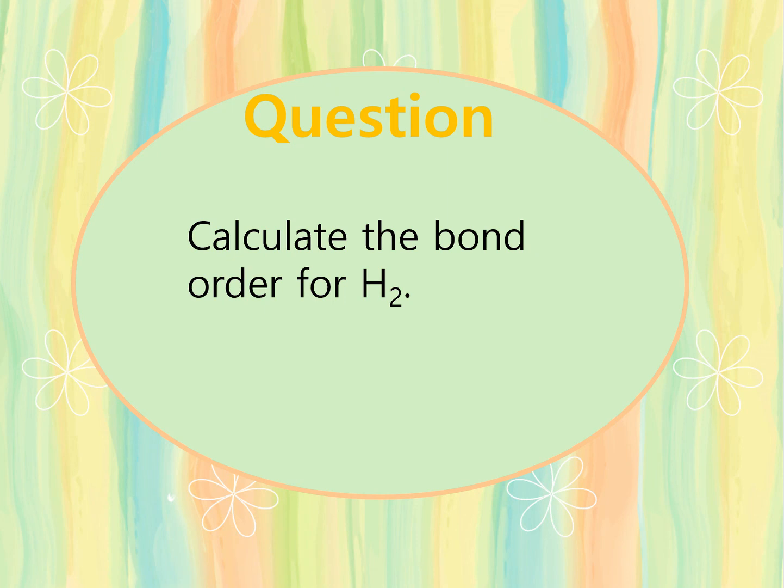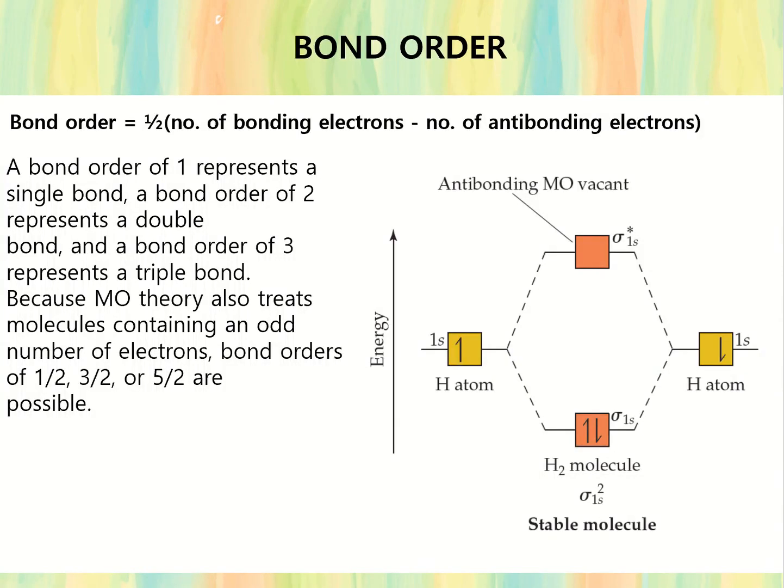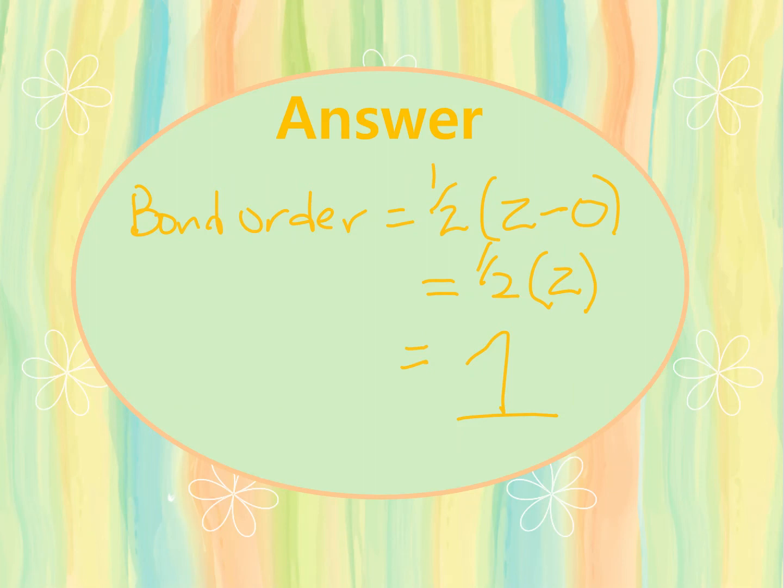So calculate the bond order of hydrogen. That's quite simple. All we have to do is say how many electrons are in the bonding molecular orbital. Here we count 2. How many are in the anti-bonding molecular orbital? It's 0. So half of 2 minus 0 is 1. Remember, when we get a bond order of 1, it means that we have a single bond.